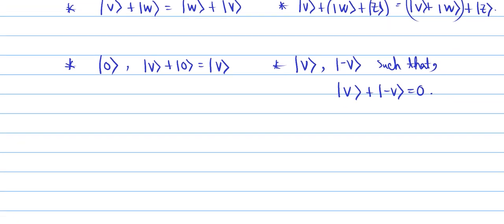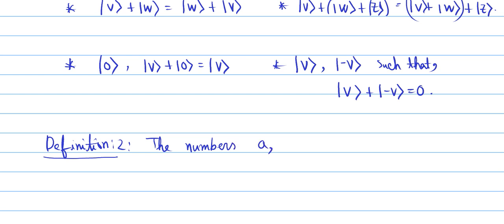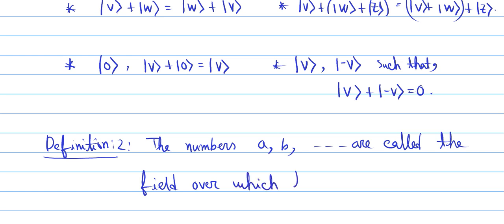Okay. Second definition. The scalar numbers a, b are called the field over which the vector space is defined.